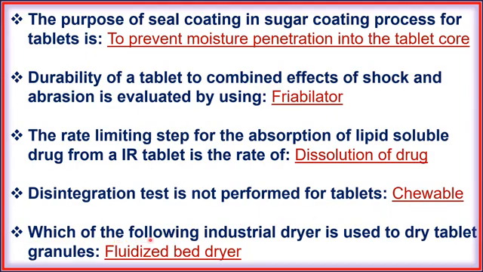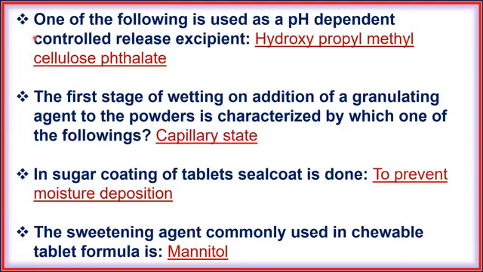Next, which of the following industrial dryer is used to dry tablet granules? Fluidized bed dryer. Next, one of the following is used as pH dependent controlled release excipient: hydroxypropyl methyl cellulose phthalate.